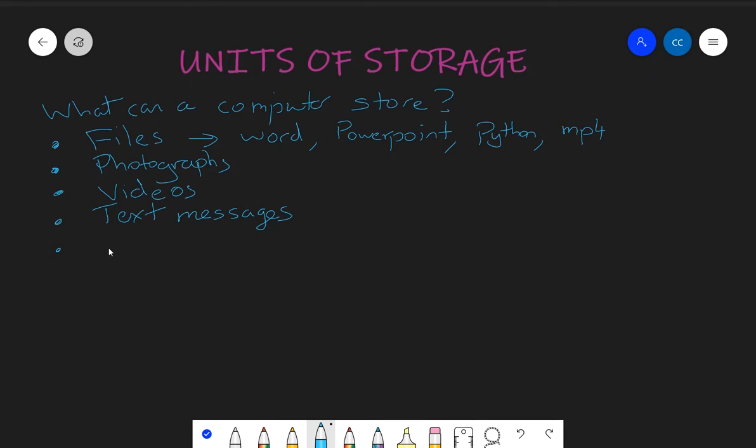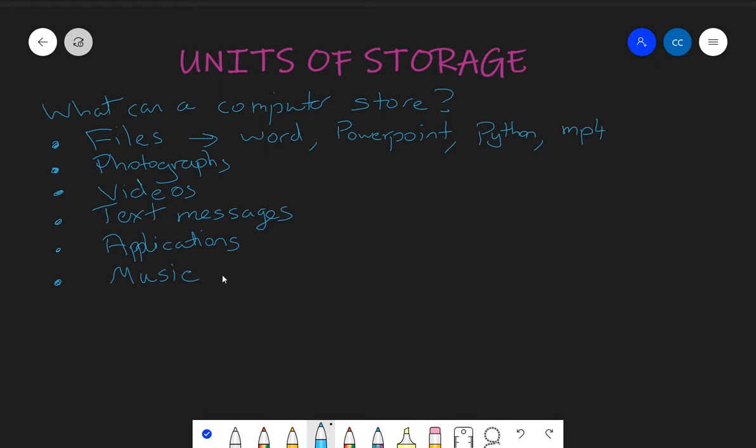Have you ever been to the App Store? Now, app is short for application, which is a program. So, programs, applications. If you study computing science, you'll learn how to write programs and applications instead of just using them on the computer. Anyone got music? Music is stored on your computer, isn't it? So you can see that there's lots of different types of things from our world that a computer can store.